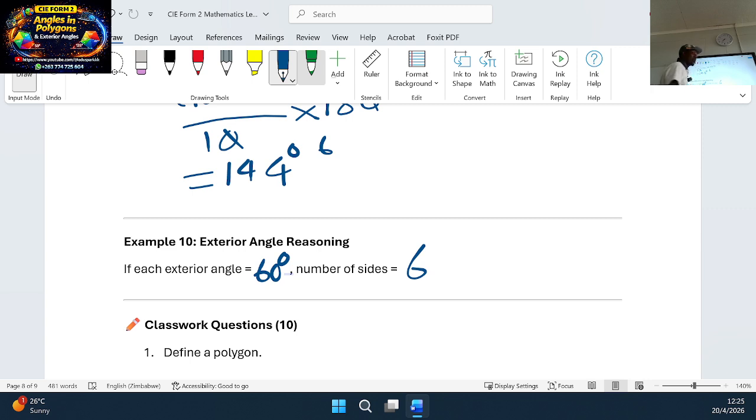I think basically that's what we have from the introduction of angles and polygons.